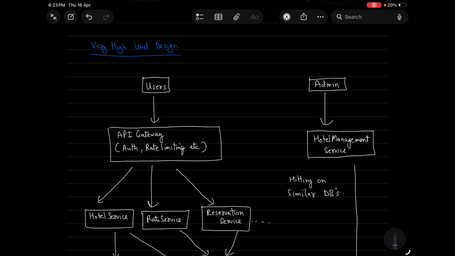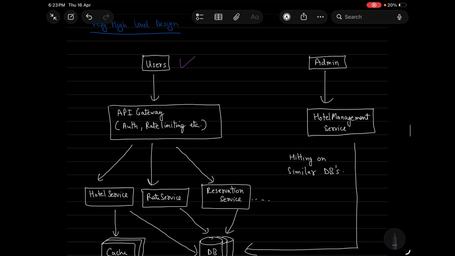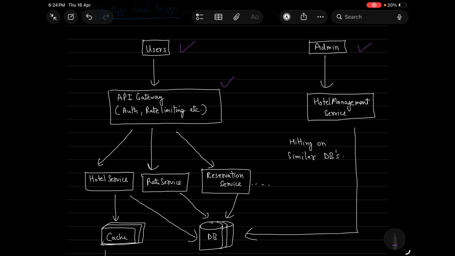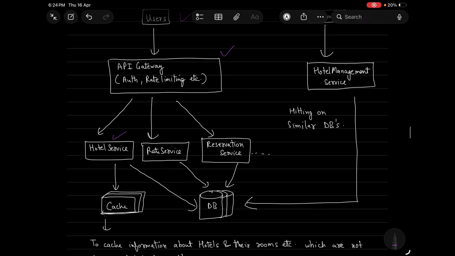Whatever we have discussed so far, let's see how the high level design would look like for this system. So we will have users and we will have admin. We have an API gateway, which will do all the authentication, rate limiting, and all these sort of things. Users will be calling the hotel service to browse and know about the hotels that are there in our database and the rooms inventory it has.